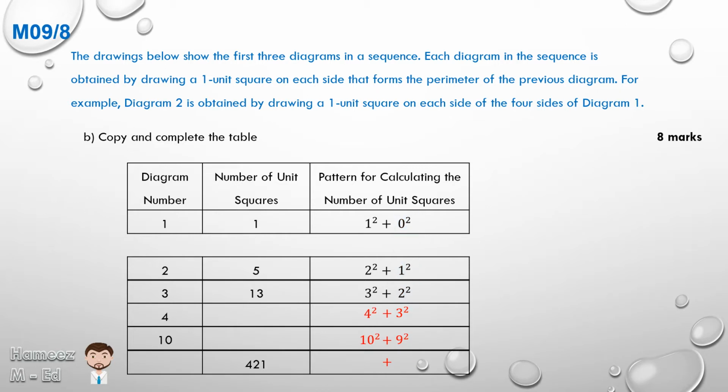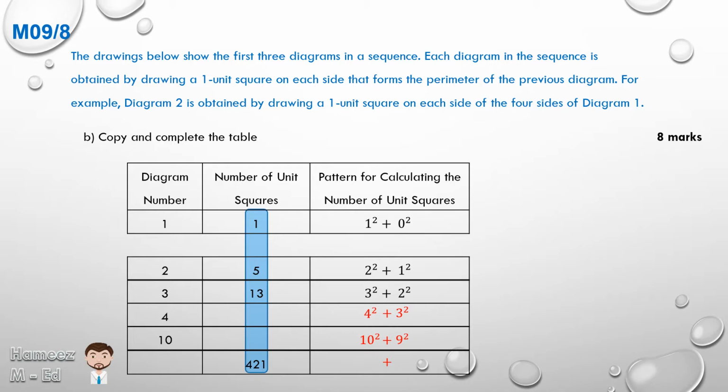And now, we can count our number of unit squares. If we total our column on the right side, 1 squared plus 0 squared, 1 ones are 1, plus 0 is 1. So that is the number of unit squares. In the second diagram, we have 2 squared plus 1 squared. 2 squared is 4, plus 1 ones are 1. 4 plus 1 is 5.